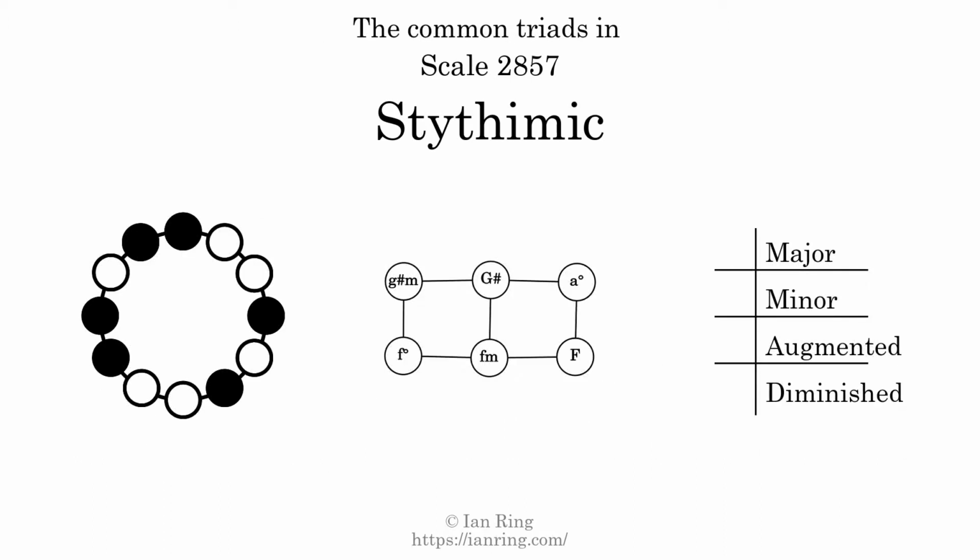101100101001. Here are the common triads present in this scale. The diagram in the center is a graph of parsimonious voice leading between triads. There are 2 major triads. There are 2 minor triads. There are no augmented triads. There are 2 diminished triads. Here is a Hamiltonian path of parsimonious voice leading that uses all the triads.